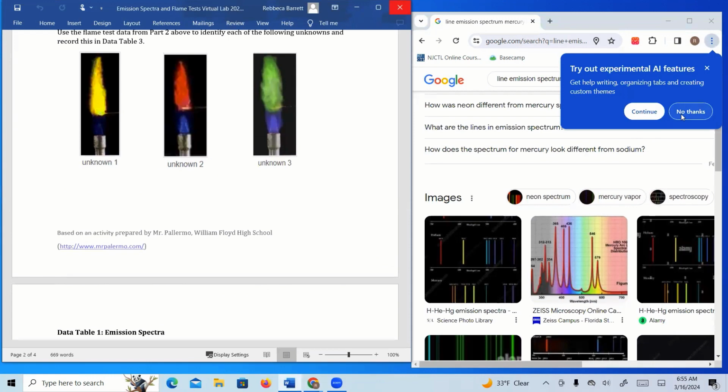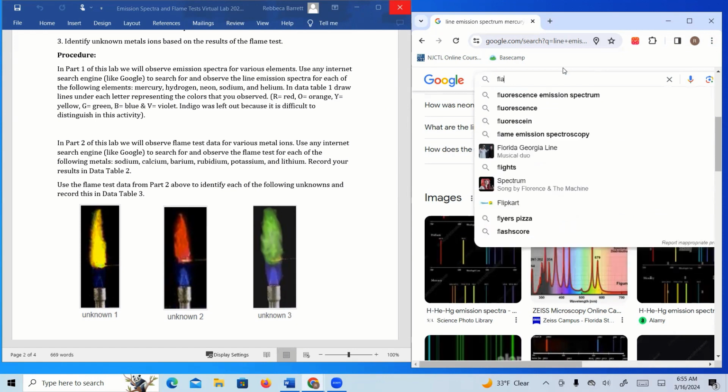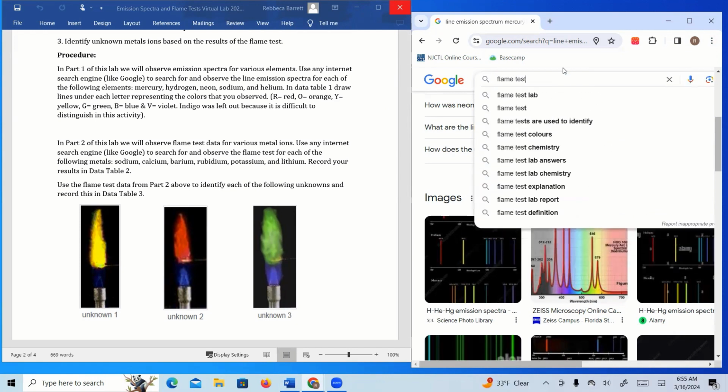In part two of the lab, we're going to use the same search engine to observe flame test data. So now instead of emission spectra, we're going to look at flame tests for various metal ions. And we need to find the flame tests for each of the following: sodium, calcium, barium, rubidium, potassium, and lithium. So I can just search for flame tests. Let's just pick one, potassium.